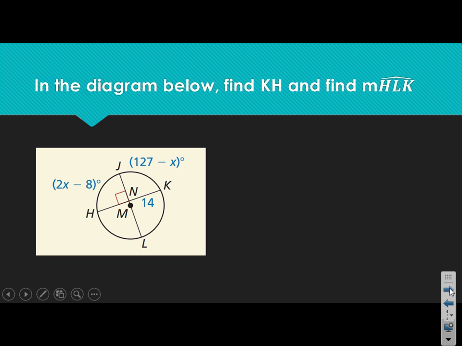Okay, now you do this one. It says in the diagram below, find KH, find what that chord length is, and then find the measure of arc HLK. Try this. Make sure you have all of your work shown, and we'll go through this tomorrow to make sure we're all on the same page with those two answers.